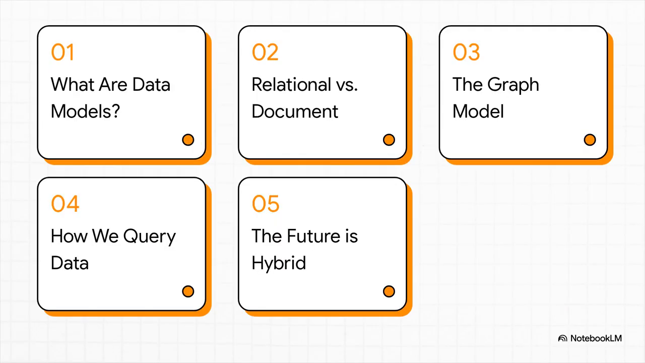So here's our game plan. First, we're going to define what a data model actually is. Then we'll dive into the big showdown, relational versus document. After that, we'll explore the wild web-like graph model. We'll also get into how we actually ask these models for data. And finally, we'll see why the future isn't about picking one winner, but learning how to use them all.